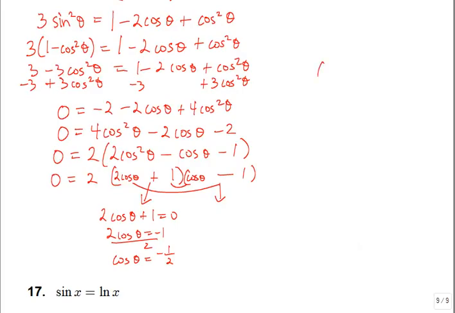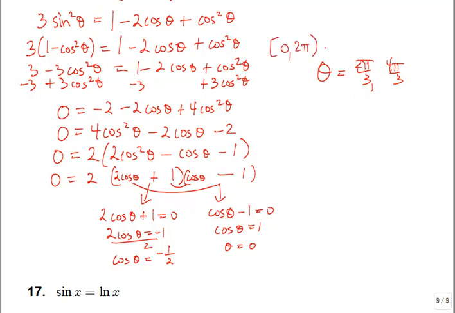So this is going to have solutions of 2 pi over 3 or 4 pi over 3. Now if we look at this factor and set it to 0, add the 1 to the other side, where does cosine hit 1? Well, that's either at 0 or 2 pi, but we're not including 2 pi in our interval. We're just going up to it but not including it. So 0 is also a solution as well.